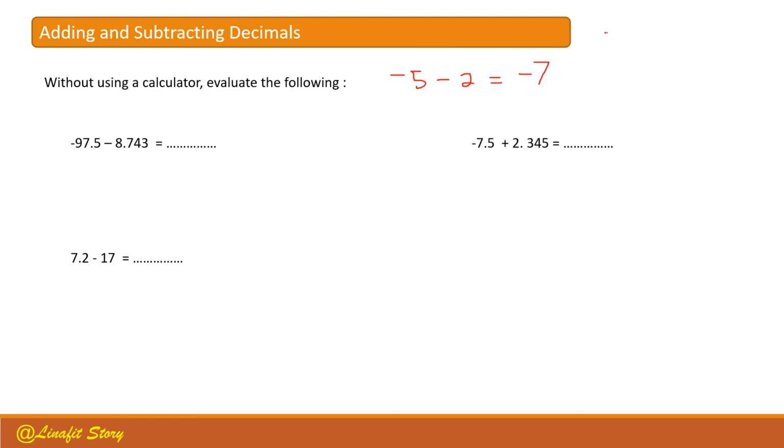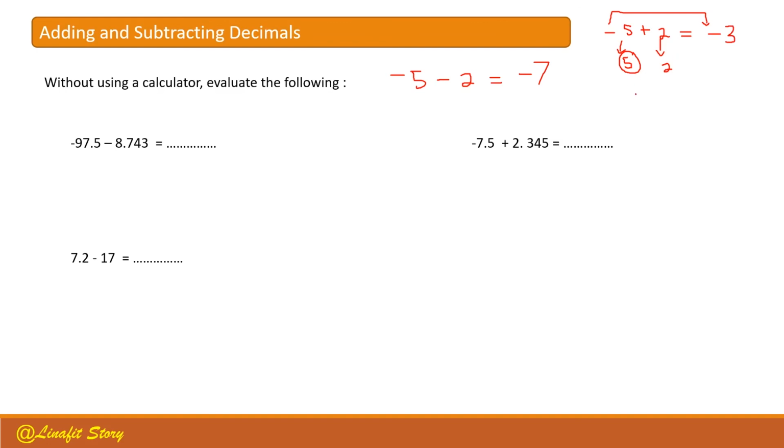How about negative 5 plus 2? The absolute value of negative 5 is 5. The absolute value of positive 2 is 2. Which one is bigger, 5 or 2? 5 is bigger. Then you copy its sign. So the answer is negative. Then the difference between 5 and 2 is 3. So negative 5 plus 2 is negative 3.